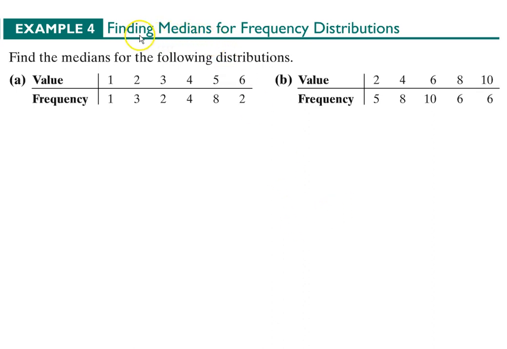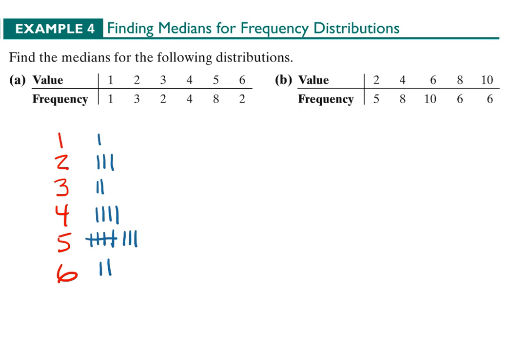Now, when we are looking at things like this, here are our frequencies. What is the median? So let's illustrate one of these. As we look at this, I've made a sort of a stem and leaf diagram of it using ticks in a sense. And 1, there is 1, 2, there are 3, and so on. Now there's a total of 20 here.